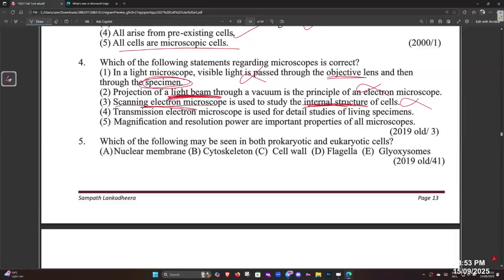Transmission electron microscope is used for detailed studies of living specimens. Living?